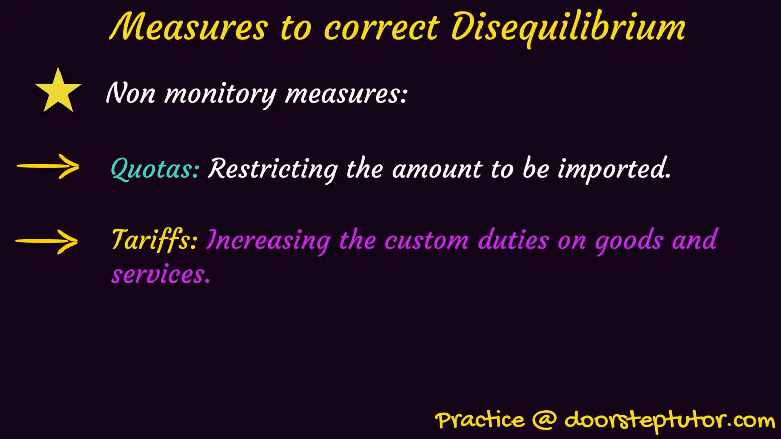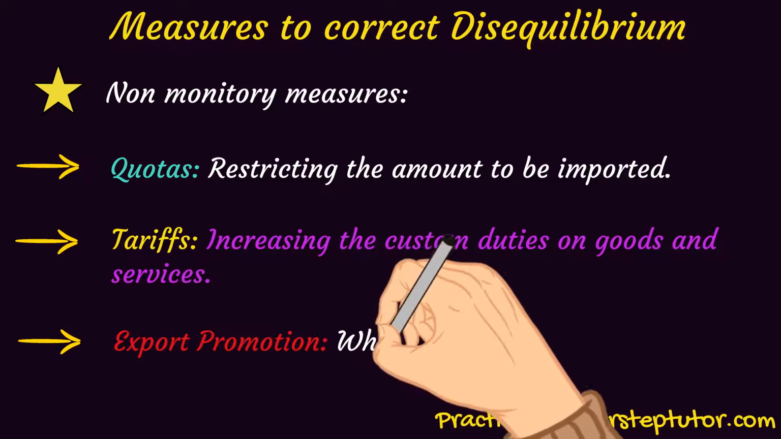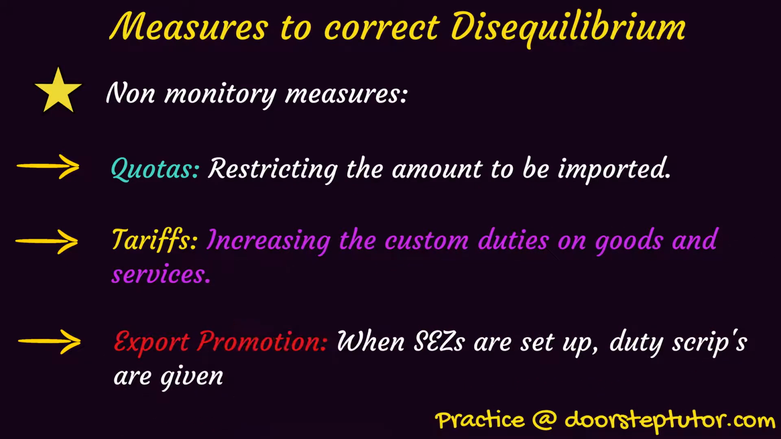Then automatically the import will reduce. Then the other one is export promotion. Yes, there are many measures the government takes to increase exports. When SEZs are set up, duty scrips are given, discounts on custom duties are given, then what will happen? Then obviously our import will go down, our export will rise, right?